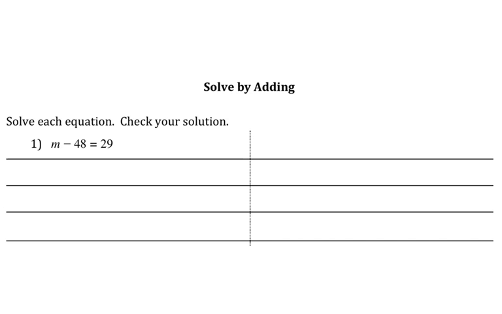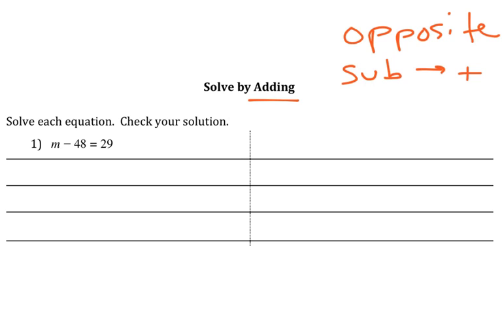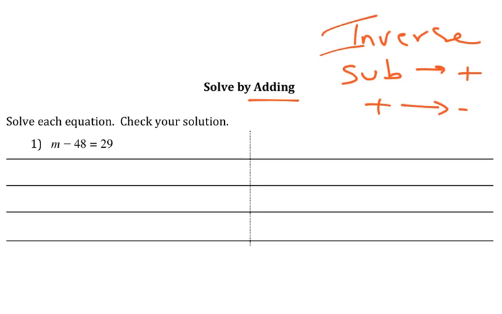We are going to solve equations by adding. And the interesting thing is that to solve these equations where we check our solutions, we are going to be given a subtraction problem. So let's ask ourselves the question, what is the opposite of subtraction? Well, addition. And then what would the opposite of addition be? Subtraction. And what we're really doing is we're performing the inverse operation here. We are doing the opposite to something to undo it.